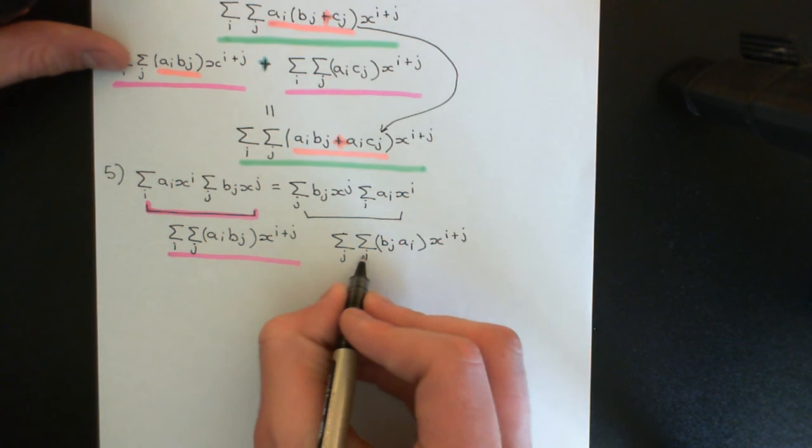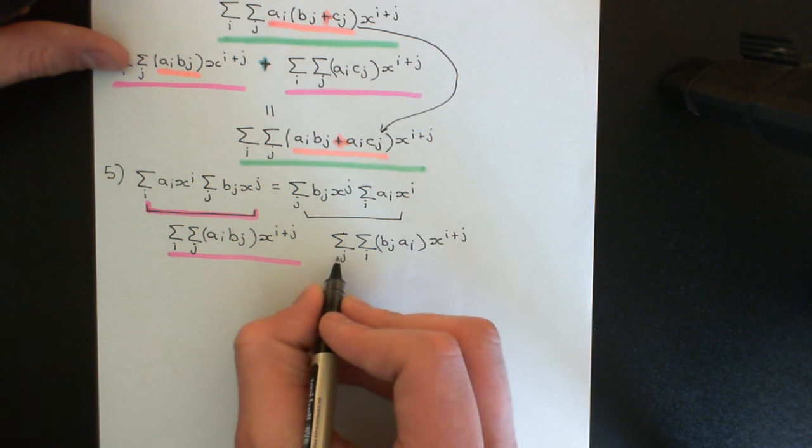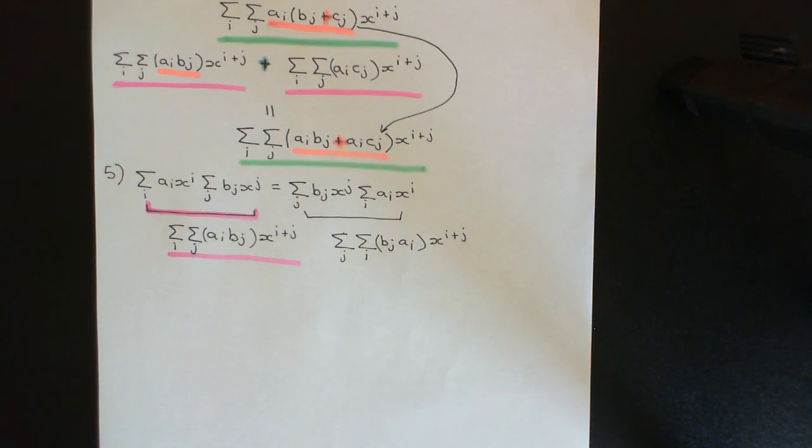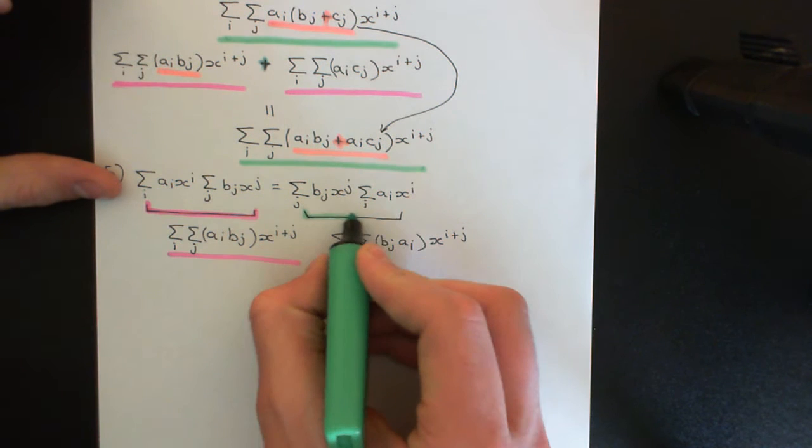Okay, now it really doesn't matter that I've interchanged the order of the sums. We're still summing over all i's and all j's. Okay, that really doesn't matter. We're still going to end up with the same monomials being multiplied together overall.